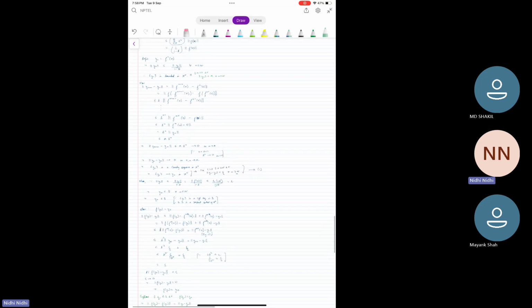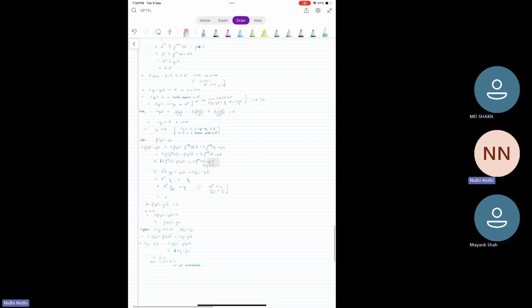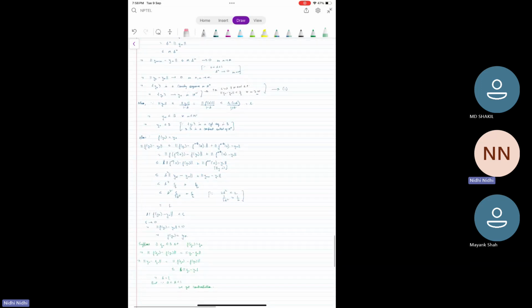So I hope you got it; the proof was the same. All we need to do is be careful about this y naught. This y naught should be an element, a point in B.